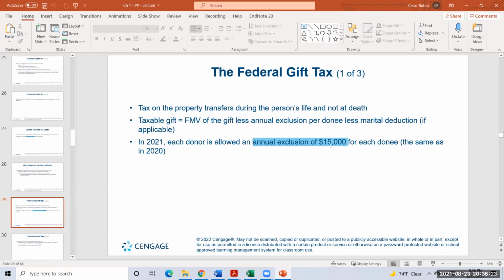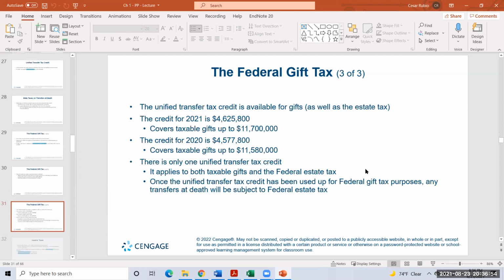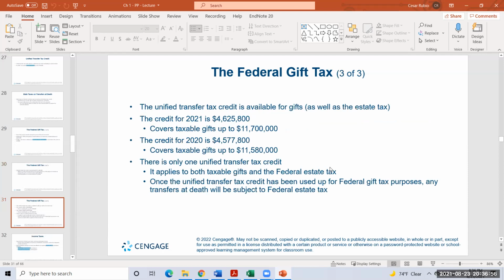So if I give somebody 20,000, then 5,000 becomes taxable, which may potentially force me to pay a gift tax. So what most people do, especially if you're wealthy enough, is give your kids 15,000 every year, and none of that is taxable for the parents. Gifts are not taxable for the recipient. So this way, neither one of them will have a tax. But there's more if you want to read a little bit more.